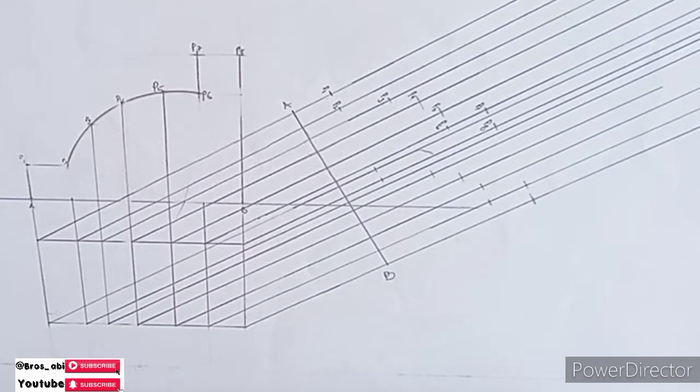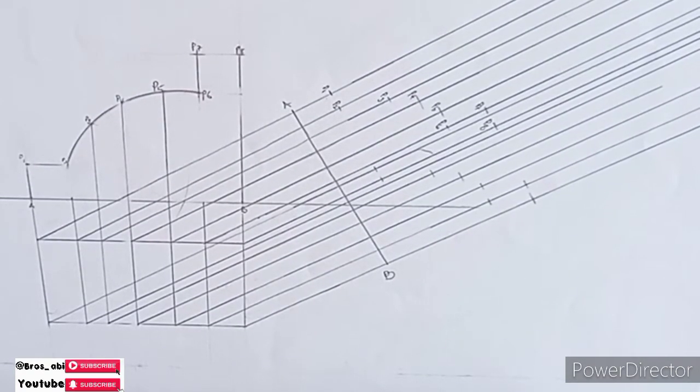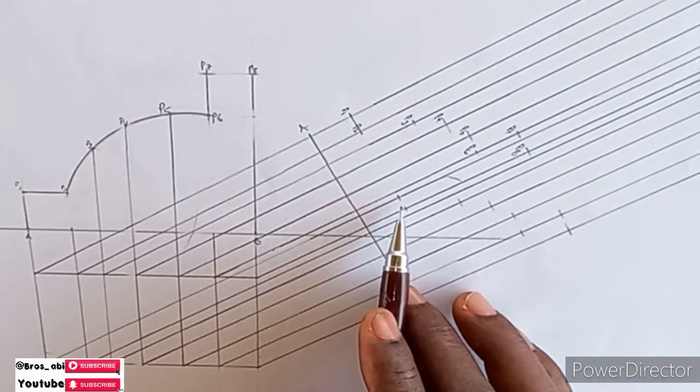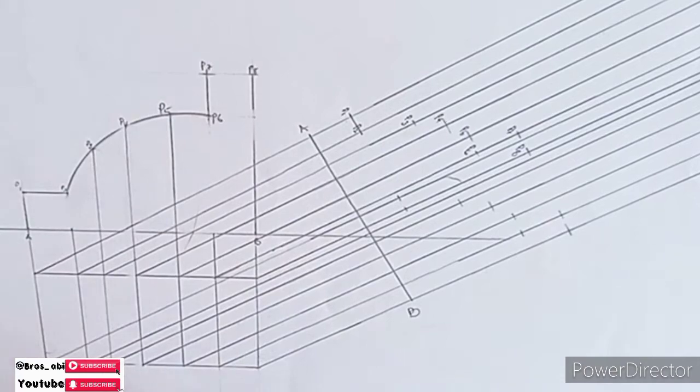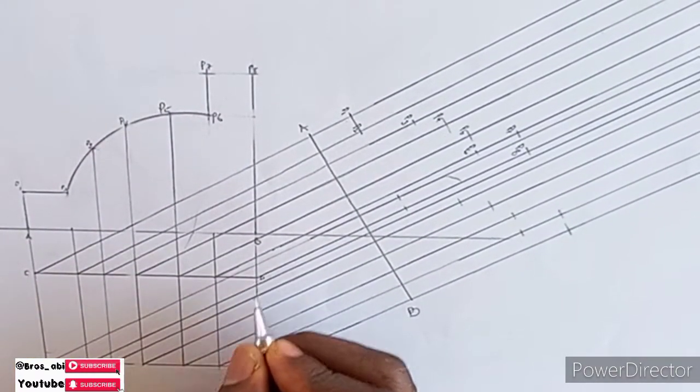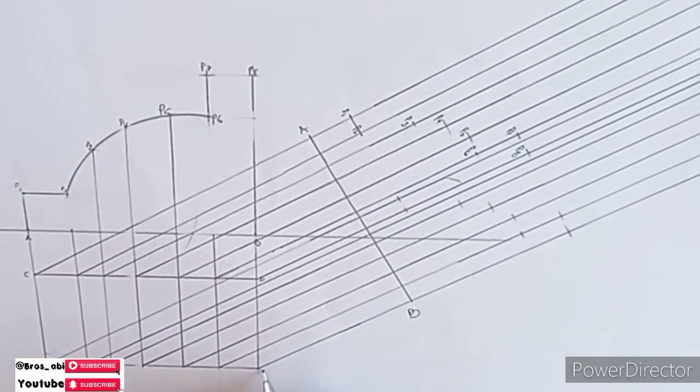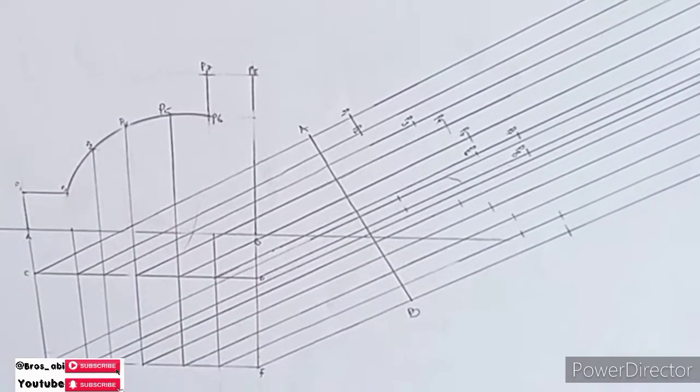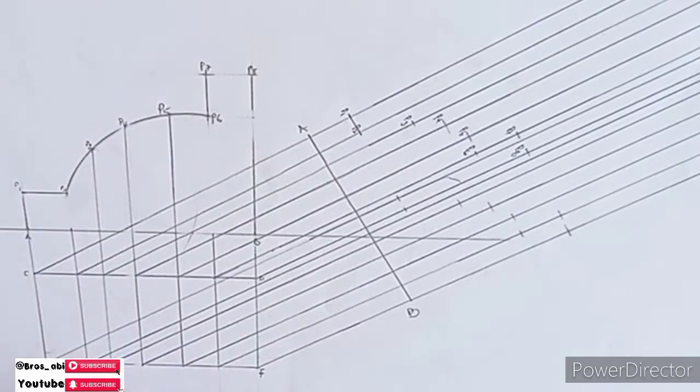So the next thing is to join the points together. Draw the points together. All right. Now, as you can see, this point one and point for the other part. Let me say this is my C, D, E, F. Now for on this other line.